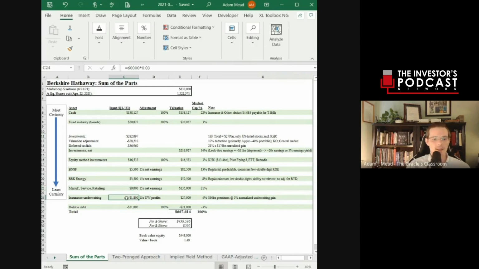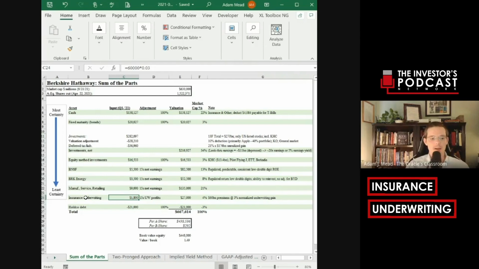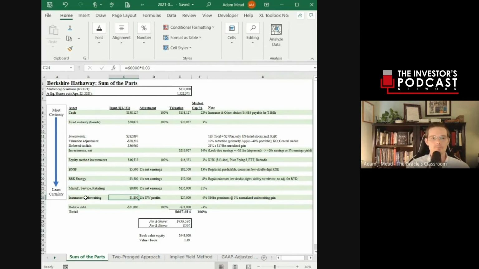When we get down to this next line item here, insurance underwriting. So on Berkshire's books, the insurance business is listed separately, and even at a high level, it's still kind of skewed in terms of how it's all put together. But what we're saying is, even though the investments reside on the insurance company balance sheet, we're giving them a separate value. We're assigning them a separate value.